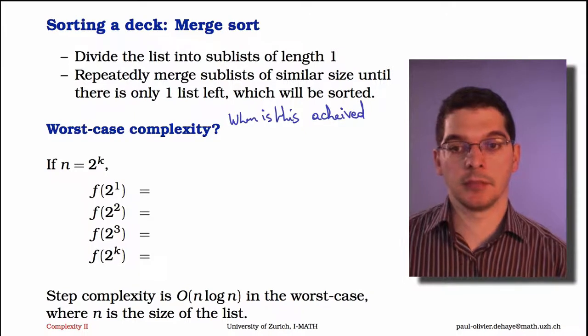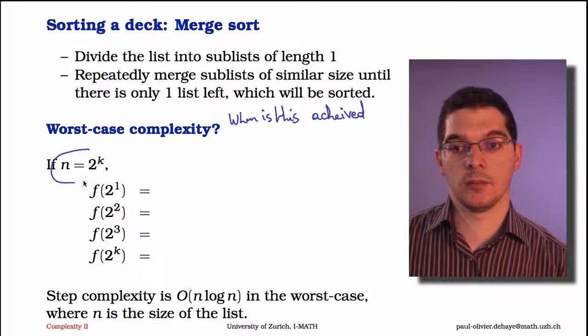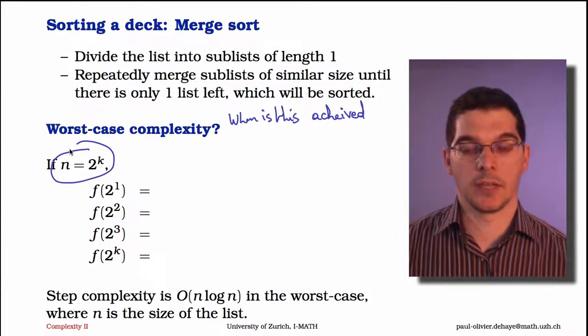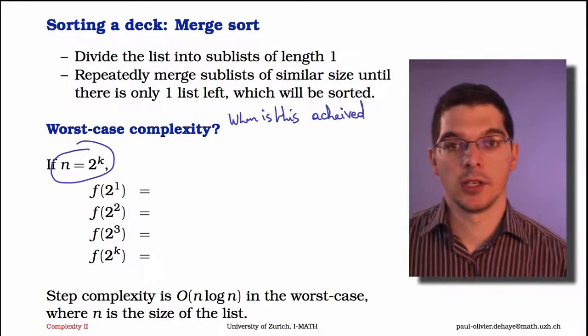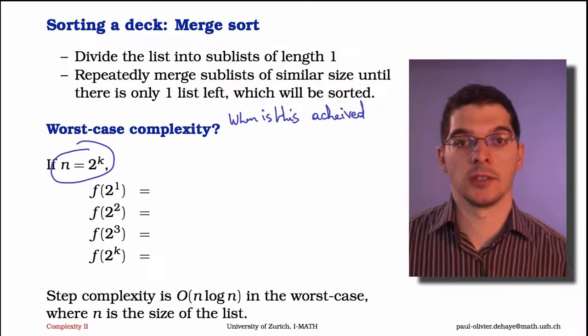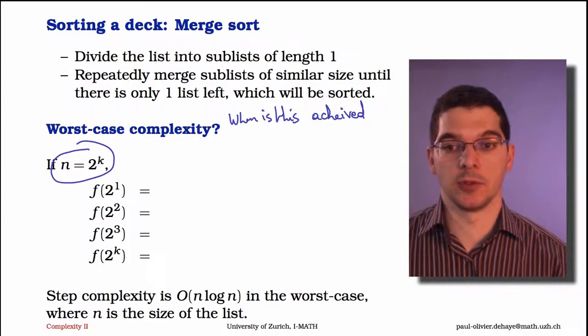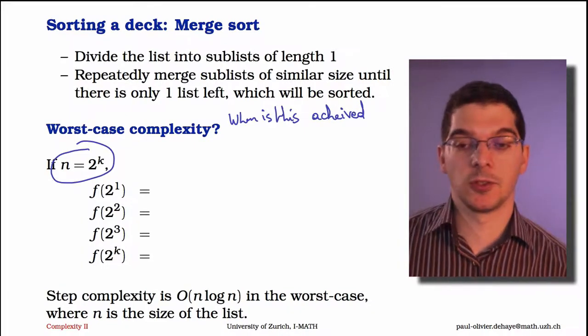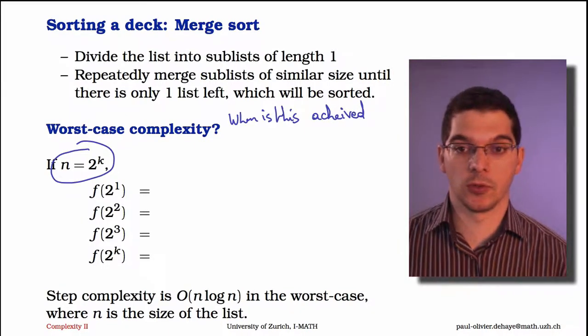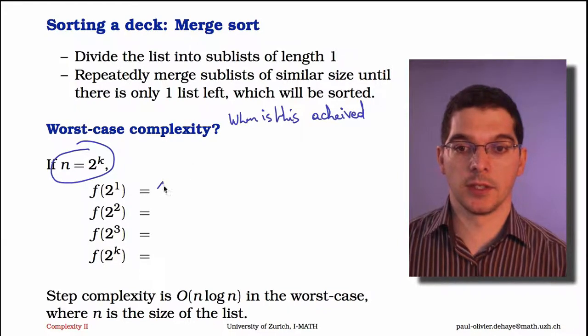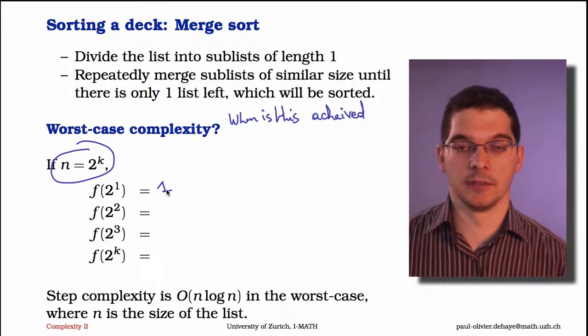Okay, so let's make a simplifying assumption. Let's assume that n is equal to 2 to the k. And if that's not the case, then you should add more cards so that you get to a power of 2. Okay, so if we have 2 cards, how many steps are required to sort it? Well, that's easy. Only one step. We just need one comparison.